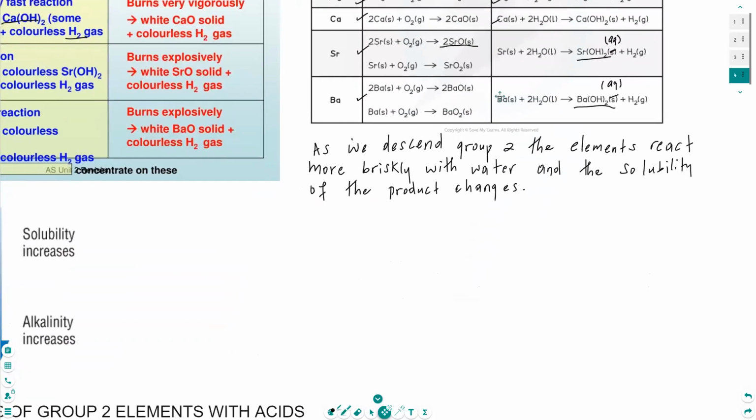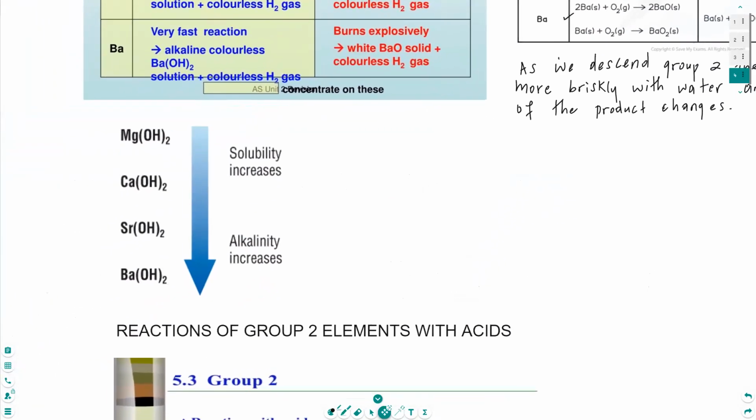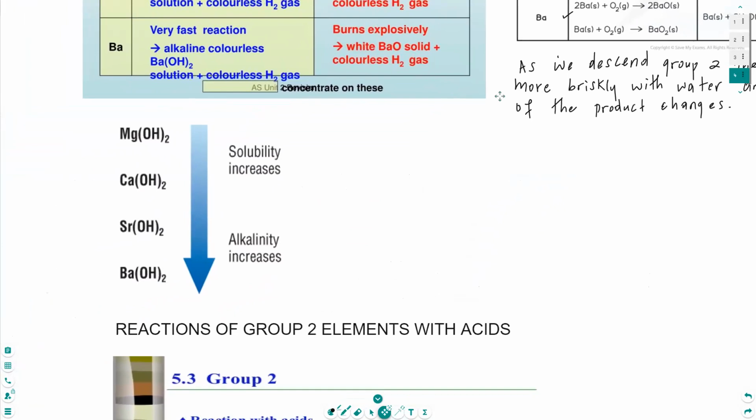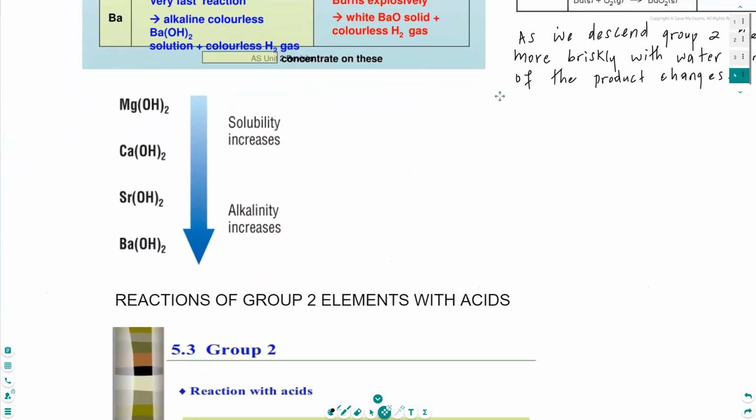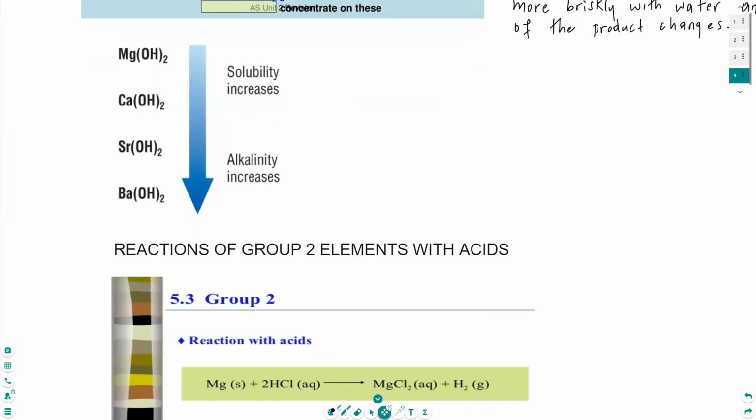All right, so as we go down group 2 and they react with water, we observe that the solubility of the products increases, and that means that the alkalinity increases. So these are all hydroxides, so they are alkaline, so therefore they have a pH greater than 7, but the pH of barium hydroxide would be greater than the pH of strontium hydroxide, because barium hydroxide is more soluble than strontium hydroxide, etc. So the alkalinity increases, and that's what it means.